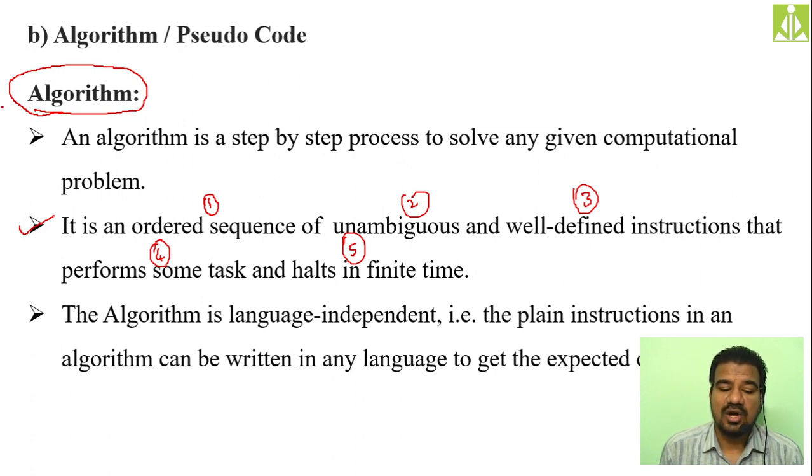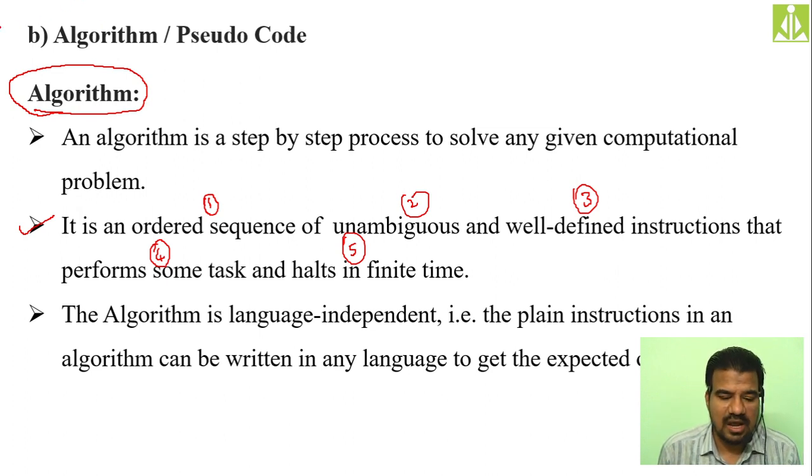It is an ordered sequence of, and ordered sequence is my first technical term. What exactly is meant by ordered sequence? Then unambiguous and well defined. What does unambiguous and well defined mean? Then that performs some task. When we are writing the algorithm, it has to perform some task, and it should halt after a finite amount of time. We'll see all these technical terms in detail in our next slide.